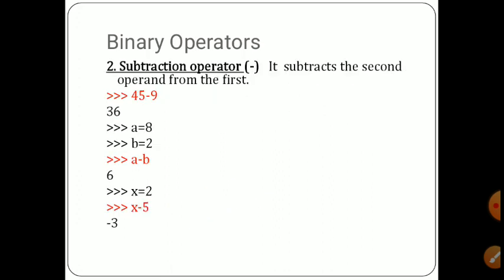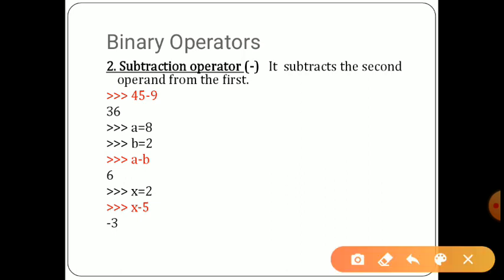Then the subtract operator subtracts the second operand from the first. Suppose here, look at 45 minus 9. What is the result? 36. Again I am showing a second example: a equal to 8 and b equal to 2. What is the result? 8 minus 2 equal to 6. Then here x is equal to 2.